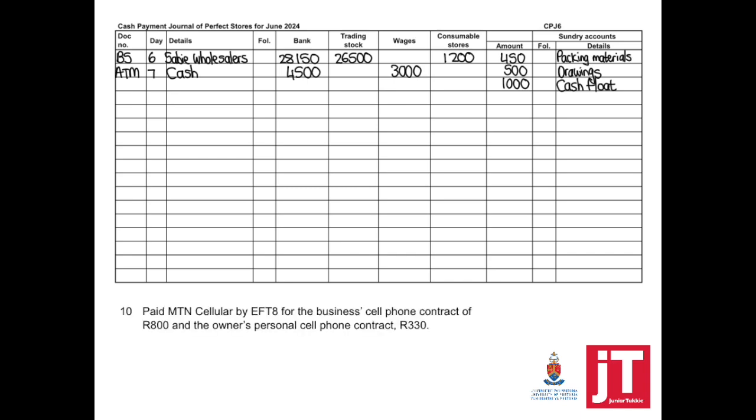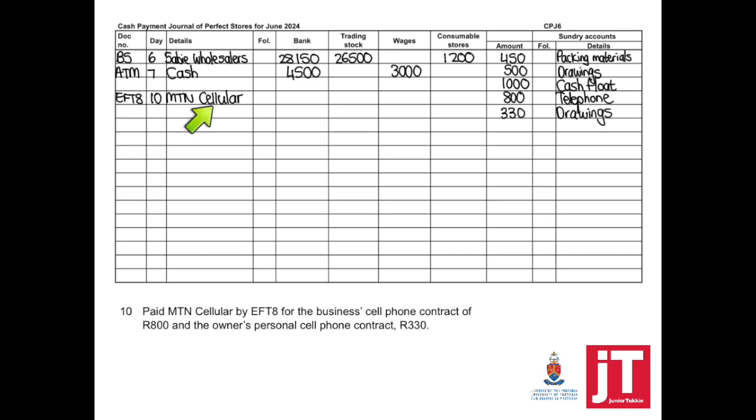On day 10, paid MTN cellular by EFT number 8 for the business cell phone contract of 800 and the owner's personal cell phone contract 350. Now you just need to make sure that you don't write it in that line. You need to leave that line open. In the following line, we're going to start with EFT number 8. This happened on day 10.